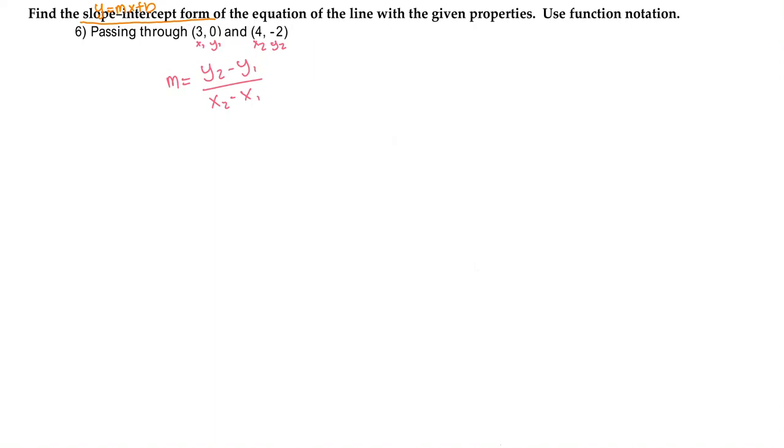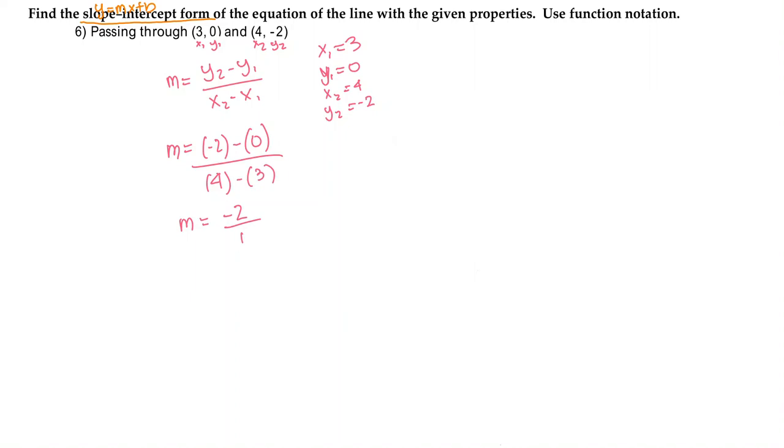And if you struggle a little bit with plugging in your values for variables, I would recommend branching off to the side here and just writing them out. So my x1 is 3, my y1 is 0, my x2 is 4, and my y2 is -2. Now I'm just going to plug in my values. So my slope is going to equal -2 minus 0 over 4 minus 3. And when I simplify that, that makes -2 over 1.